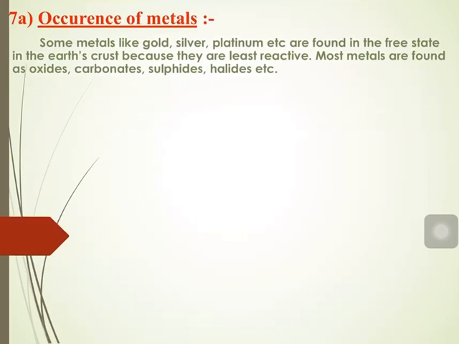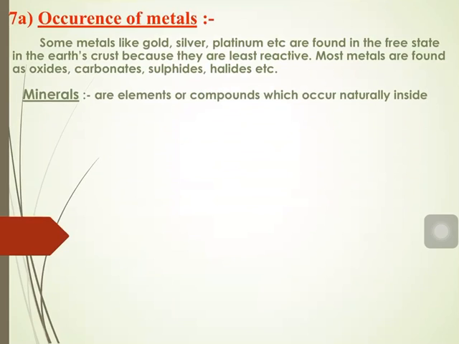Metals like gold, silver, platinum are found in the free state in the earth's crust because they are least reactive. They don't react with air or water easily, so that's why they are found in the free state. And the metals from the middle of the reactivity series are generally found in oxide, carbonate, sulfide, and halide forms, and we will discuss all three ranges of elements, how they occur in nature, and how we will extract them.